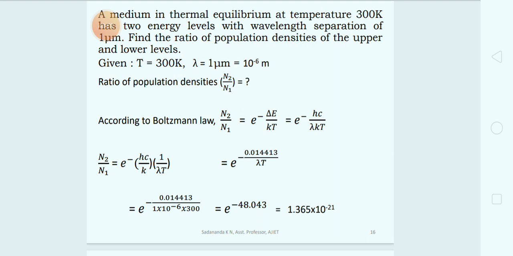It will be 0.014413 divided by lambda T with the negative sign. Now lambda and T are given parameters. I just substitute. If you do that, you will get e power minus 48.043, which is equal to 1.365 × 10^-21. So that is the answer for the problem. In other words, if you want n1 by n2, you can just take the reciprocal of this answer. That will give the ratio of number density in the ground state to the higher energy state.